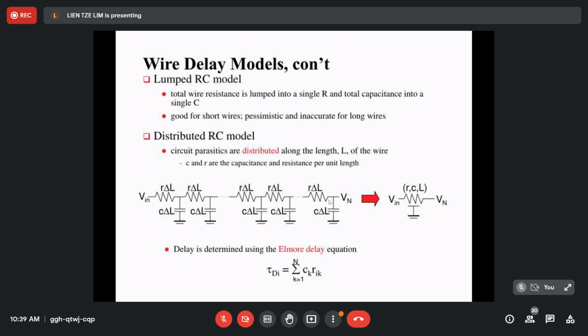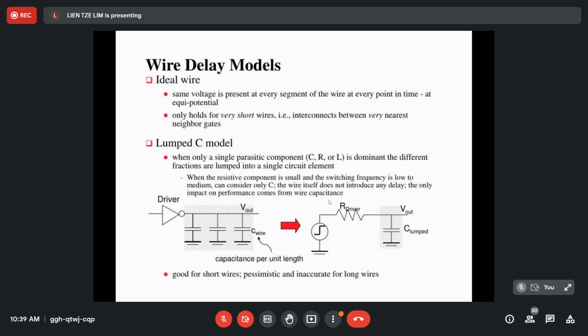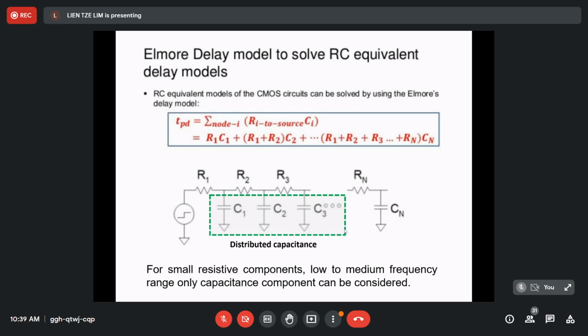Not only the length, but also the ideal case and non-ideal case. For the non-ideal case, we have to consider the length of the wire, and there are different RC models. So you can revise what has been covered last week. Now I will continue with the RC models.